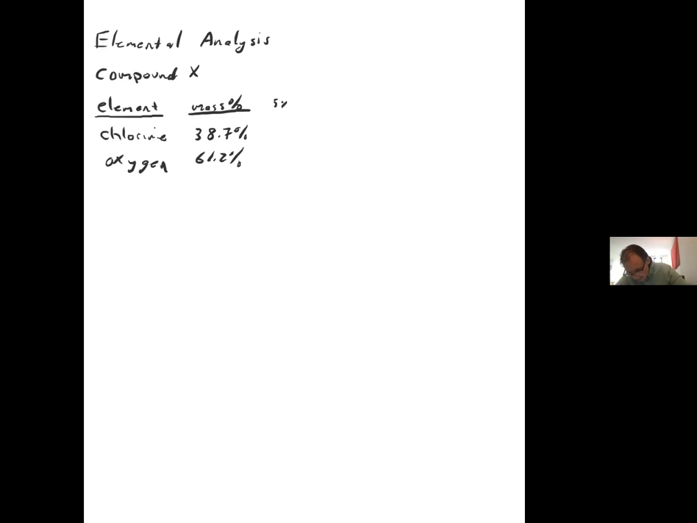And then I'm going to go ahead and put the symbol and the molar mass for each element. So I'll do this part. Okay, chlorine, you look that one up, it's Cl. C is carbon, chlorine is Cl. Molar mass of chlorine is 35.45. Oxygen, 16. Okay, and again, we want to find compound X. What's the empirical formula?